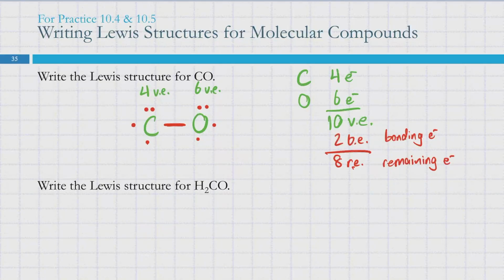And now we want to see, do we have octets? We don't have octets. How many valence electrons does carbon have here? 2, 4, 6. That is not enough, right? Oxygen has the same situation. So we're going to need to form some extra bonds.